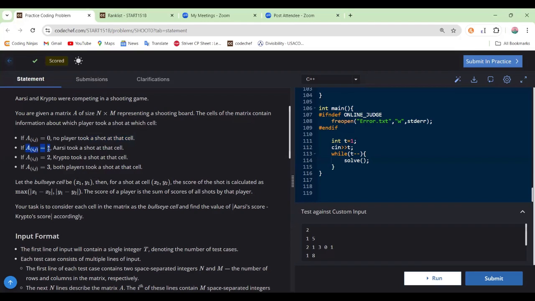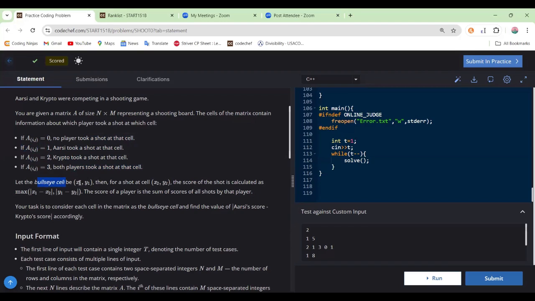If A of i of j is 1, this means that Archie took a shot at that cell. If A of i of j is 2, this means Crypto took a shot at that cell. And if it is 3, then both players took the shot at that cell. Now they have called a function bullseye cell.